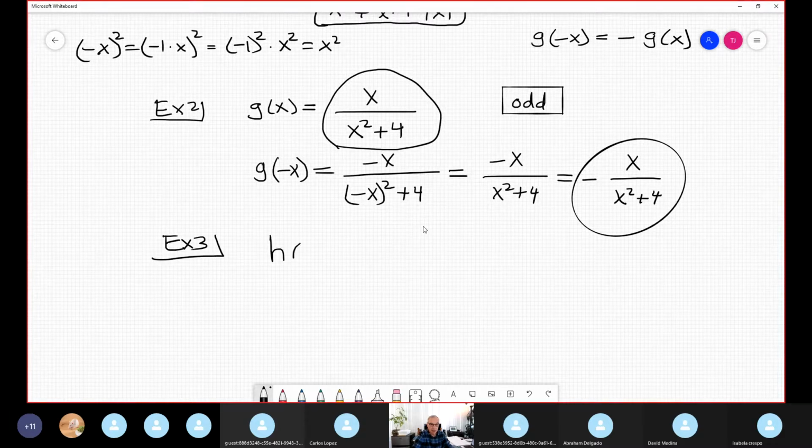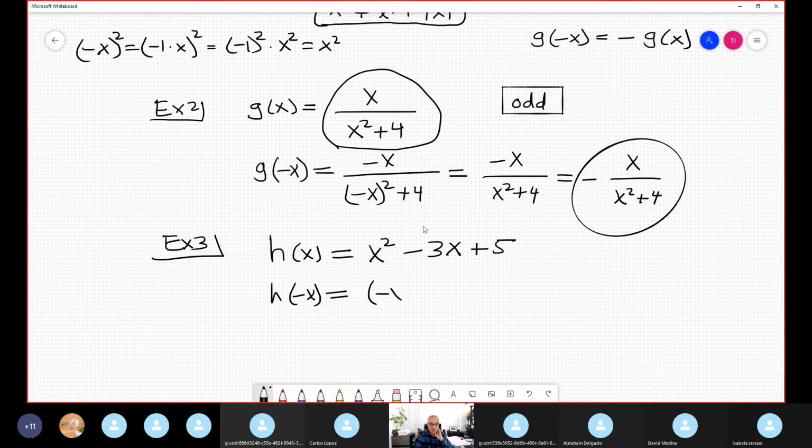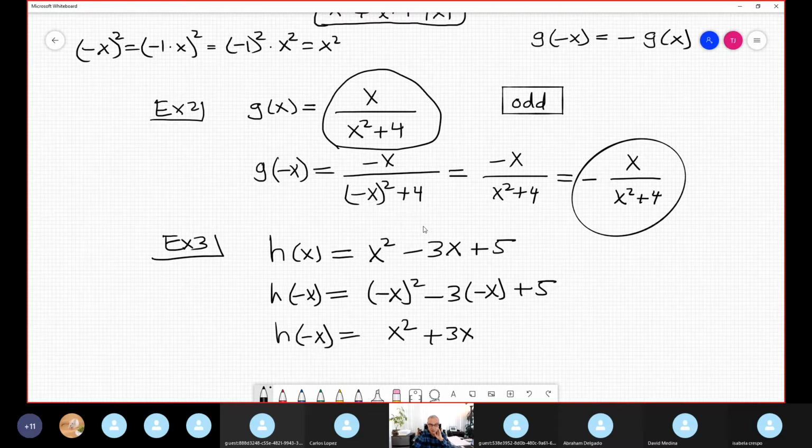Suppose the function h of x is x squared minus 3x plus 5. I want to test for symmetry. Again, I replace x by negative x. This is negative x squared minus 3 times negative x plus 5. I know that when the exponent is even, it's positive. But negative, double negative, positive again, plus 5. And we compare this one and this one.